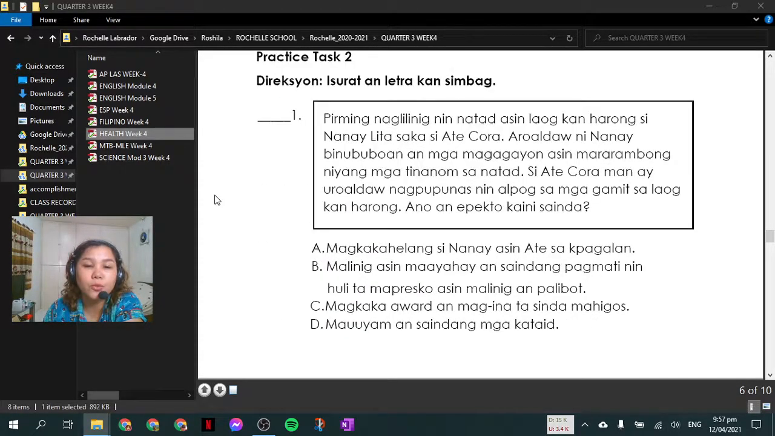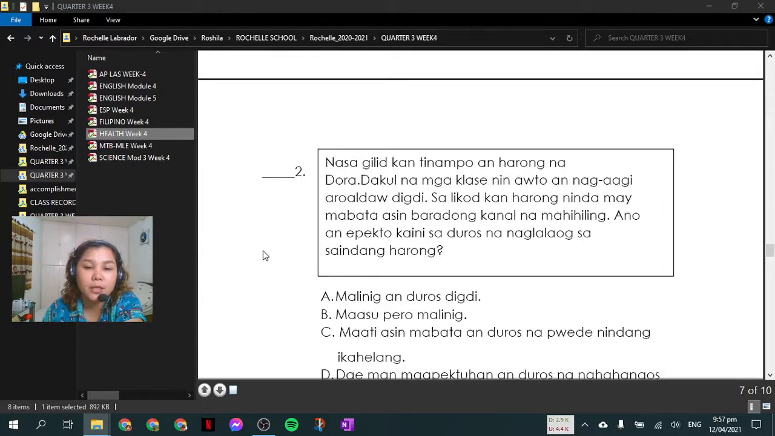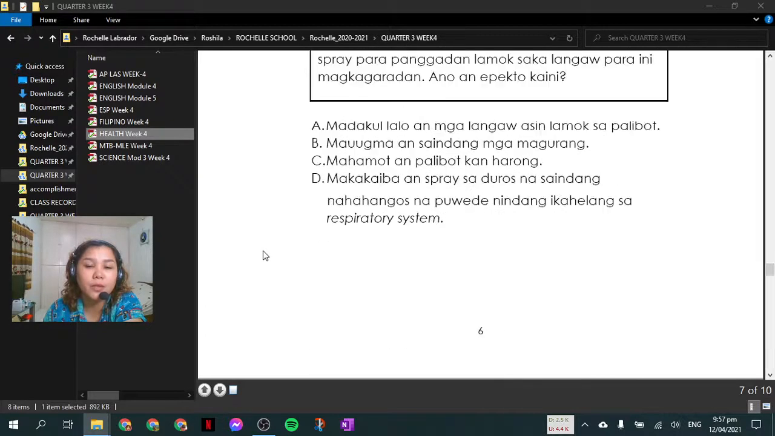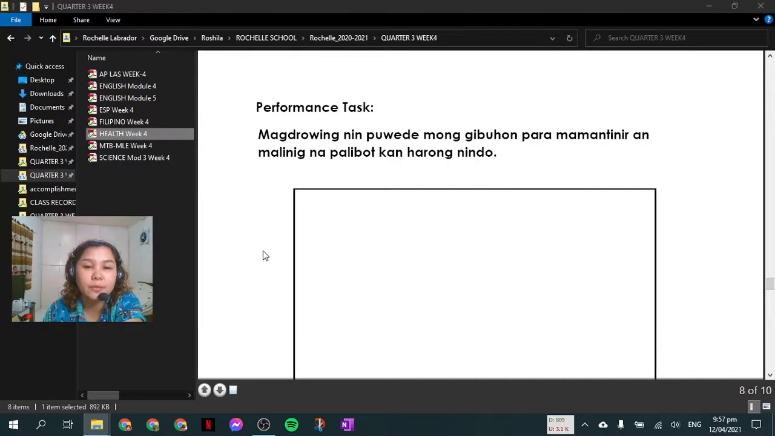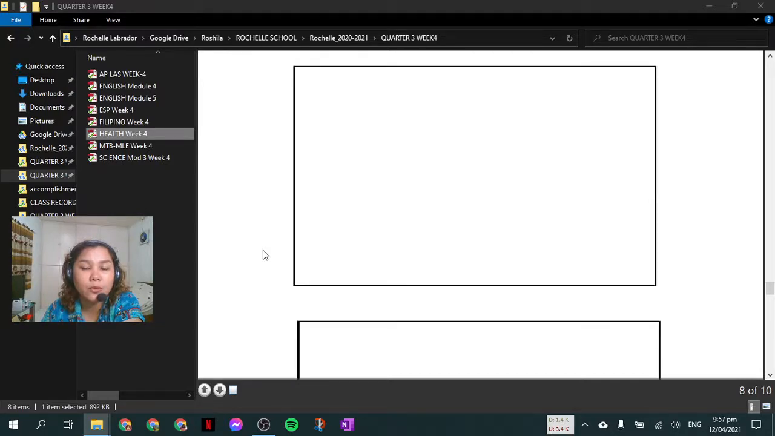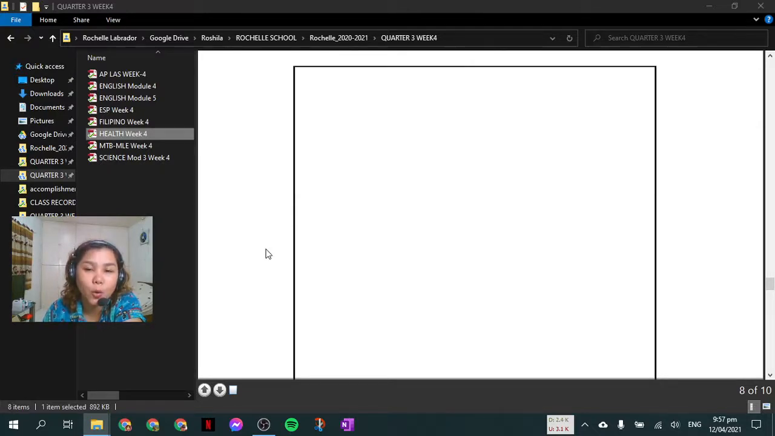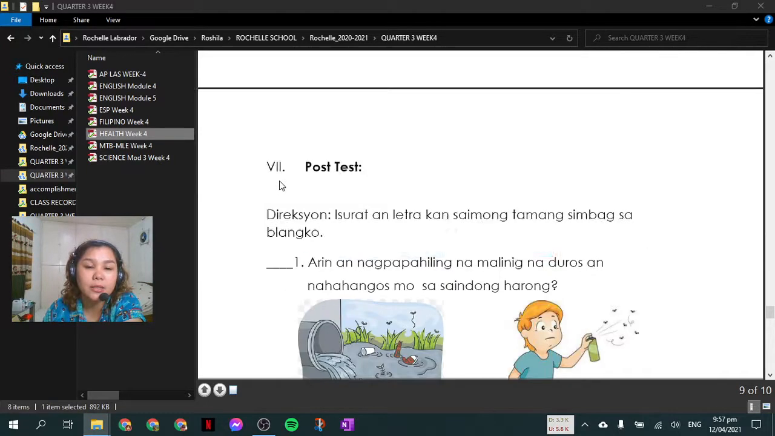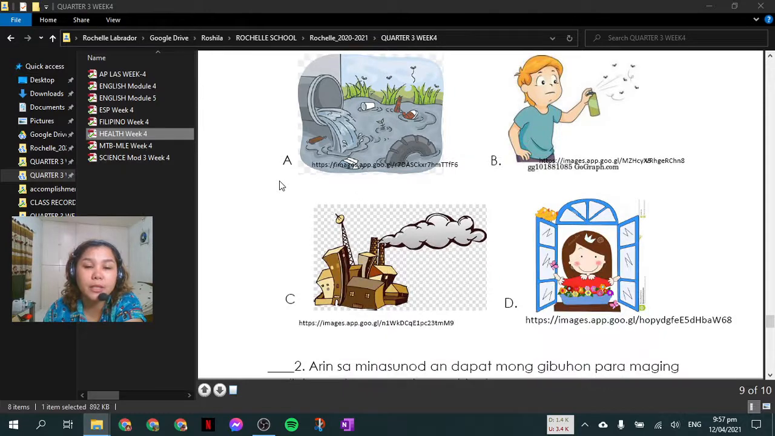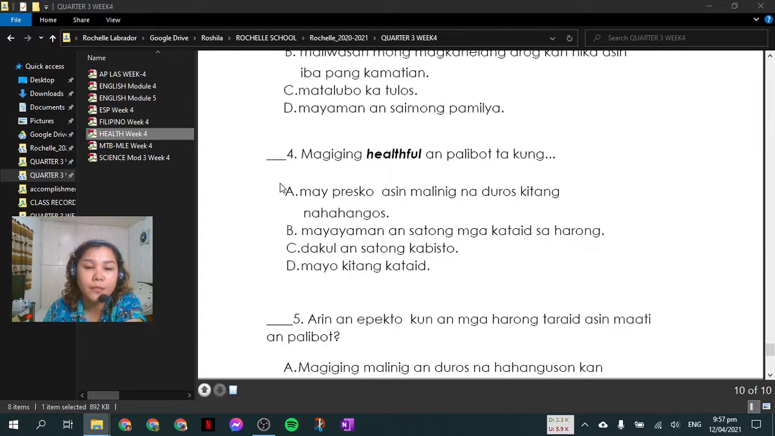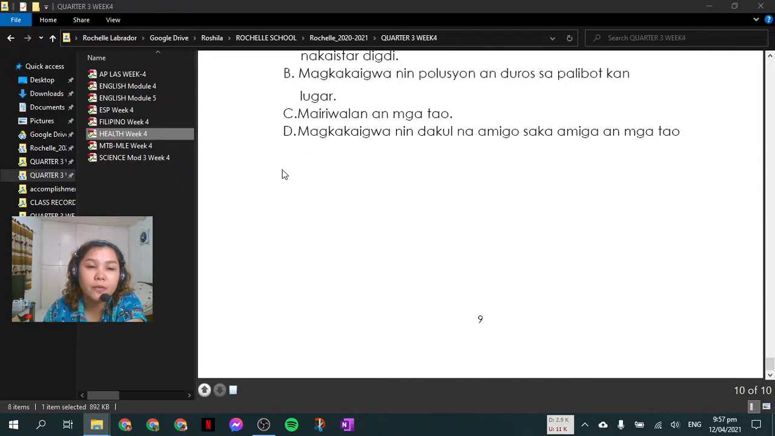Okay, practice task 2. Write the letter of the answer. You have choices A, B, C, or D. That is also for number 2 and then number 3. And then, performance task, you can draw what you can do to maintain a clean surrounding of your house. What can a child do to keep the surroundings clean, in and outside your home? Draw 2 ideas. And then, post-test, write the letter A, B, C, or D as the answer. That's until number 5.